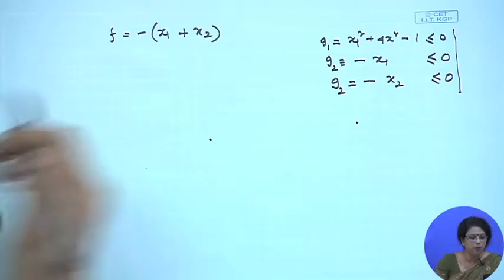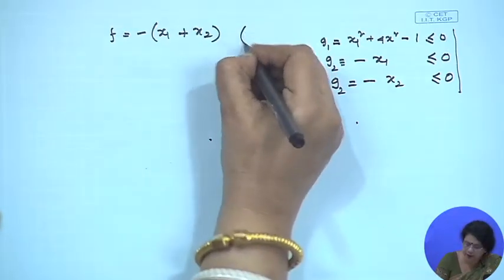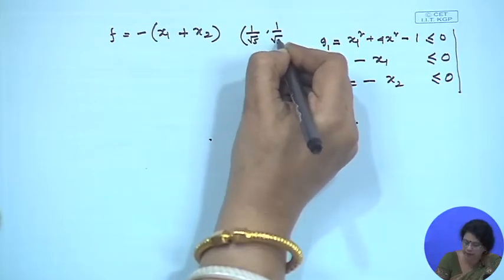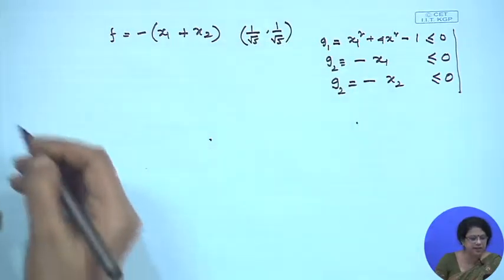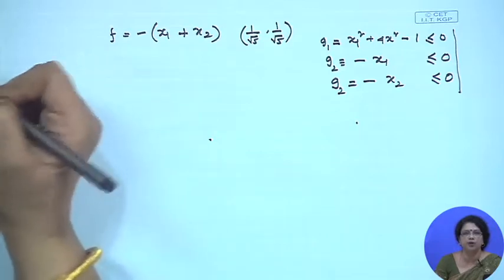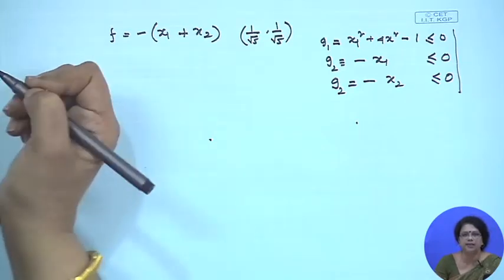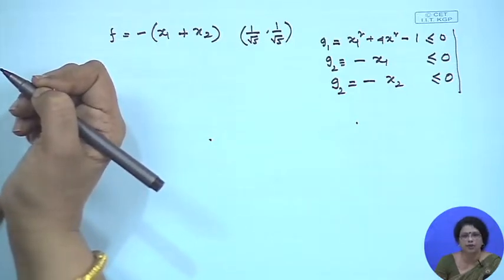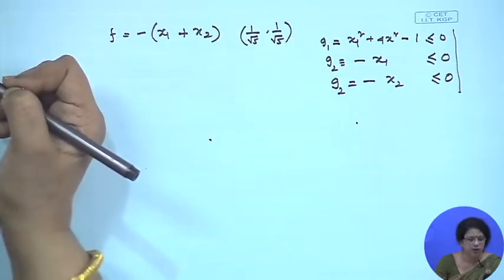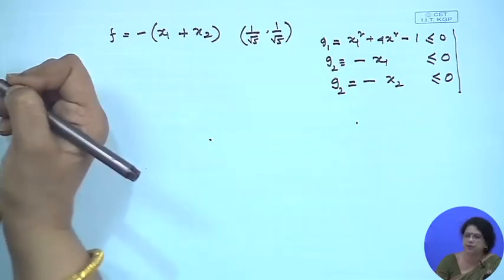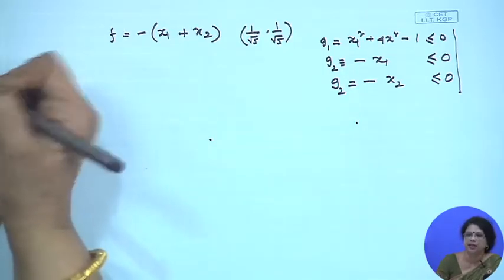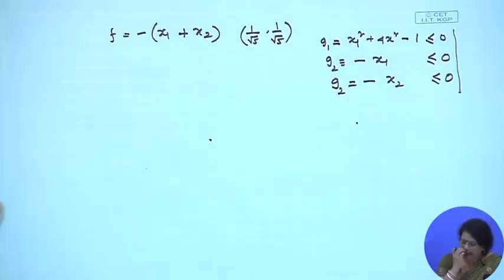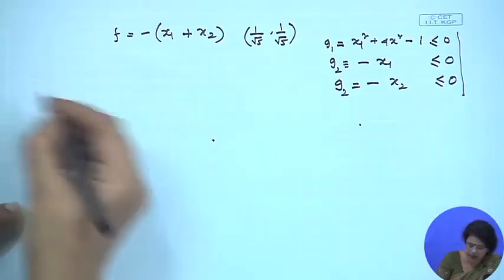Okay. Now, there is a point given, 1 by root 5 and 1 by root 5. Now, there are three directions given. We need to find out whether all the directions are feasible and or descent directions or not. The direction can be feasible, the direction can be infeasible, the direction can be descent, the direction can be ascent. Okay. With that idea, we are just going one by one.